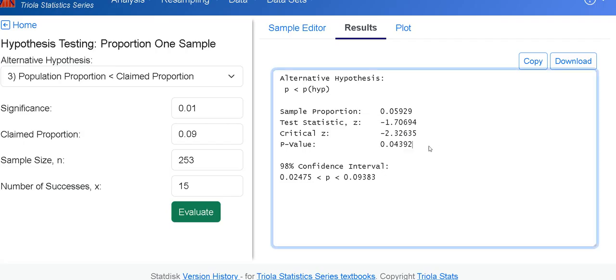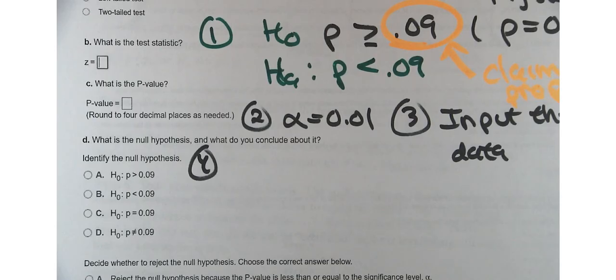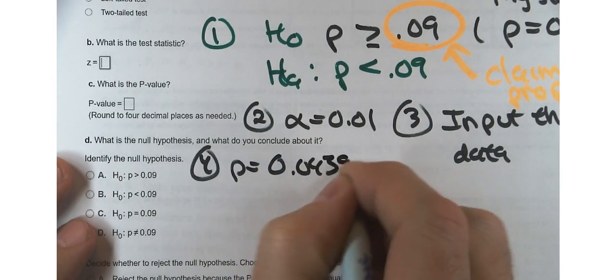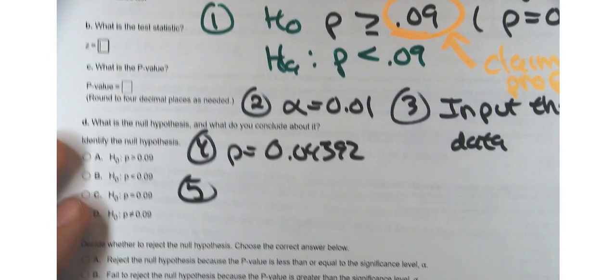Wait, where did y'all get that? That's not what I got. Well, there's a problem someplace between the computer and the chair. All right, let's take a look here. The p-value is 0.04392. So p equals 0.04392. Step 5. This is your money step.